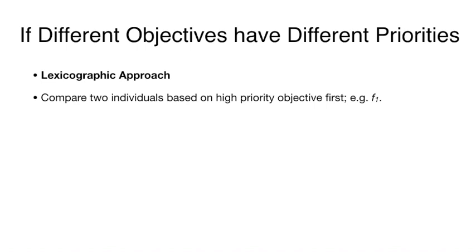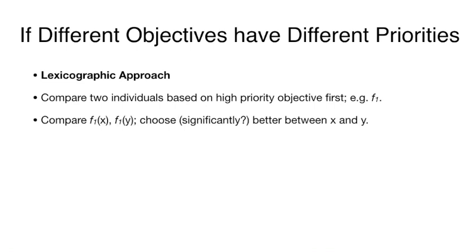Suppose we have two individuals or two solutions, X and Y, and we want to compare which is better. So first we compare the two individuals based on the high priority objective. So in this case, the highest priority objective is F1. Therefore, if F1X is better than F1Y, then we prefer X. Sometimes small differences are not enough, so we check if F1X is significantly better than F1Y. For example, we check if there's at least some minimum percentage difference.